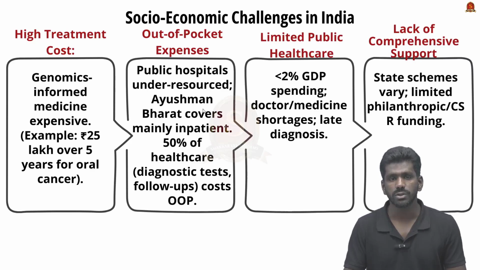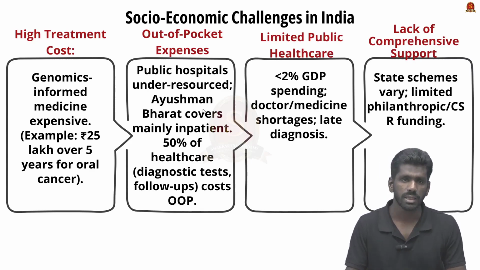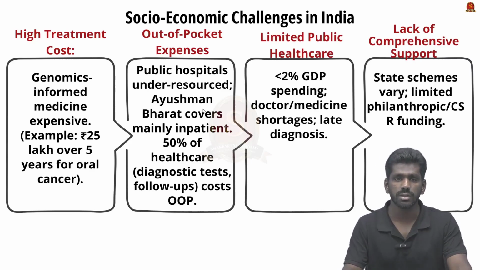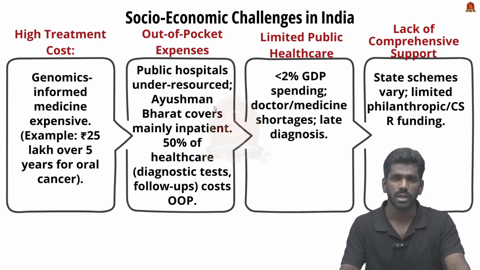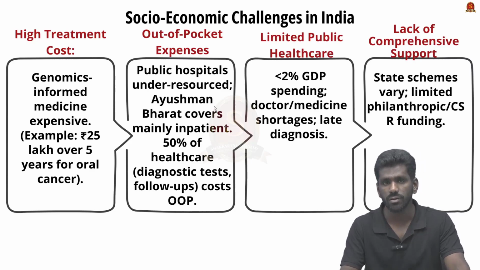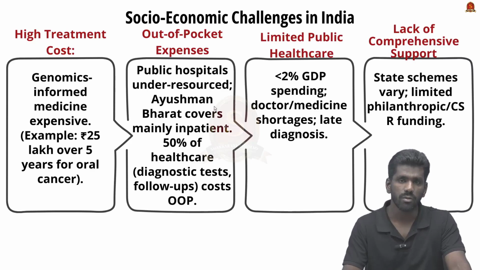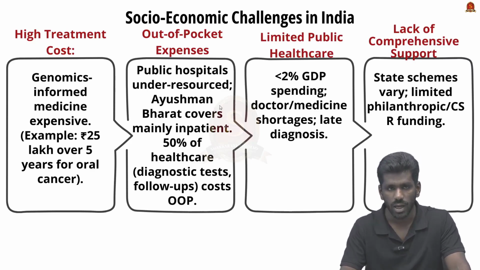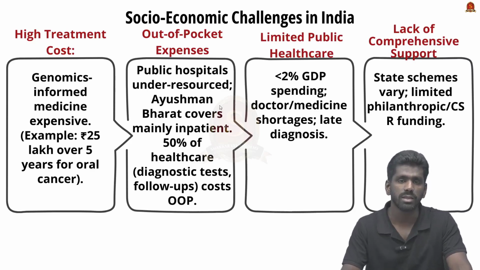Now looking at the socio-economic challenges in cancer treatment in India, the main and important challenge is the high cost of treatment. See, cancer treatment, particularly genomics-informed precision medicine, is expensive and unaffordable for many patients. For example, the news article which we saw in the beginning of this video highlights a 70-year-old cancer patient who spent 25 lakh over 5 years. So he has exhausted his savings, insurance, and even sold the ancestral land. So the high cost of cancer treatment is a major challenge in India.